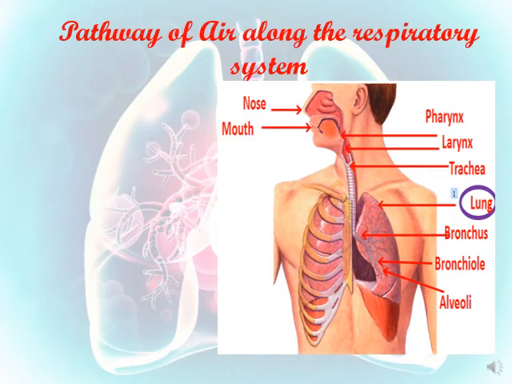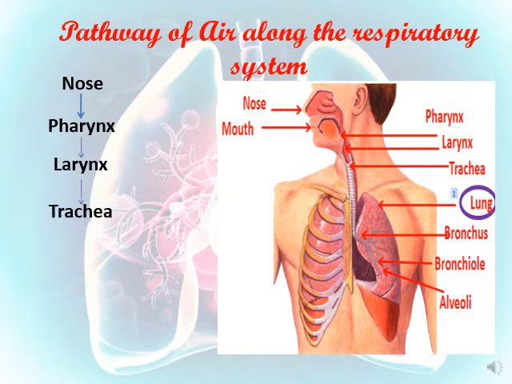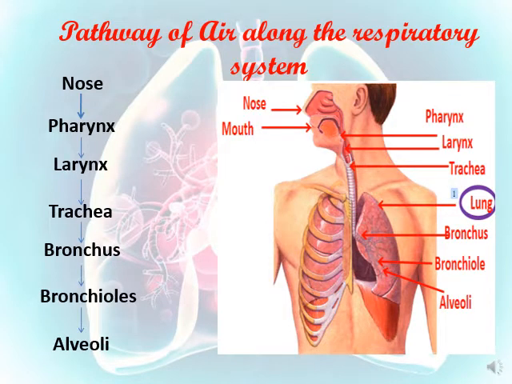The pathway of the air along the respiratory system. We start with the nose, then to the pharynx, to the larynx, to the trachea, to the bronchus, to the bronchioles, and finally we have the alveoli.